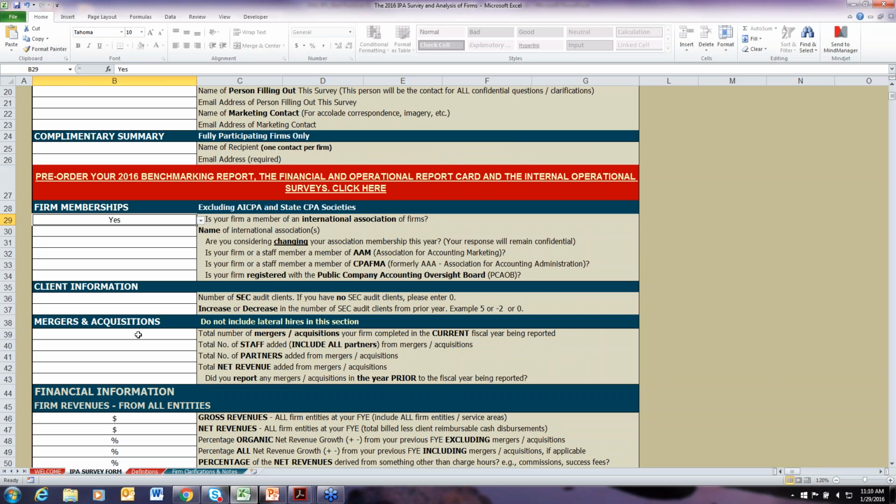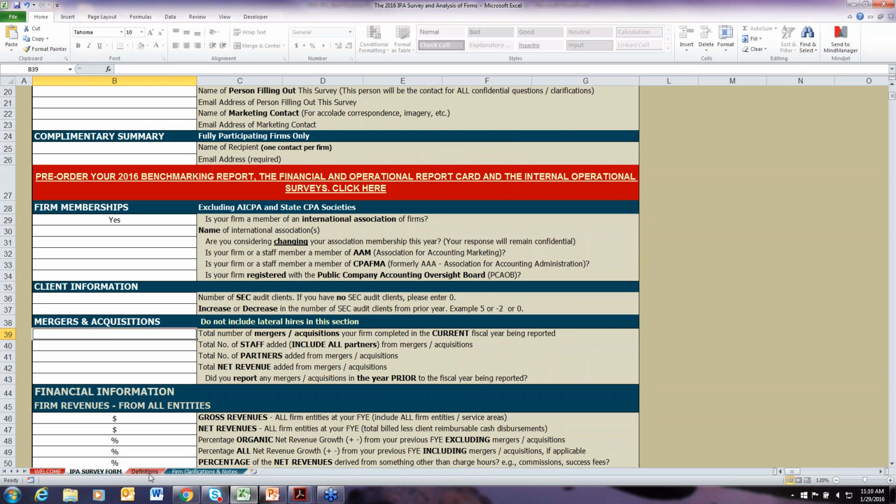Moving on down to the mergers and acquisition area, rows 39 to 43. Complete this section only if you've acquired another accounting firm during the year reported. If none, be sure to put a 0 in row 39.